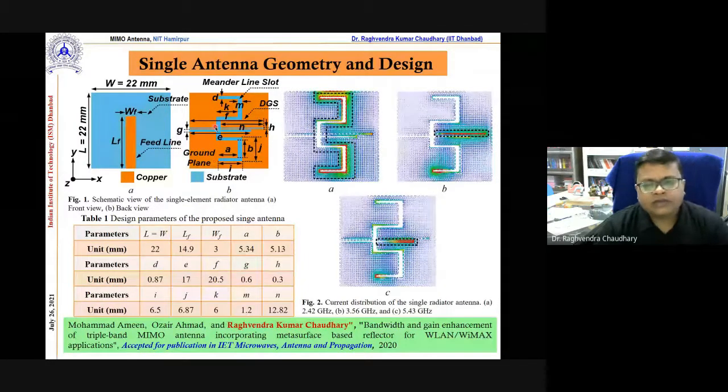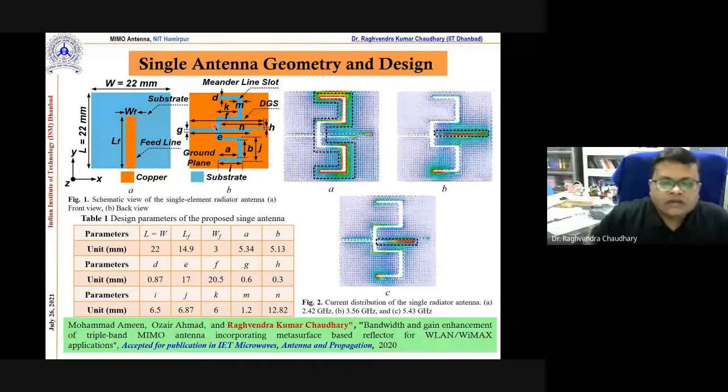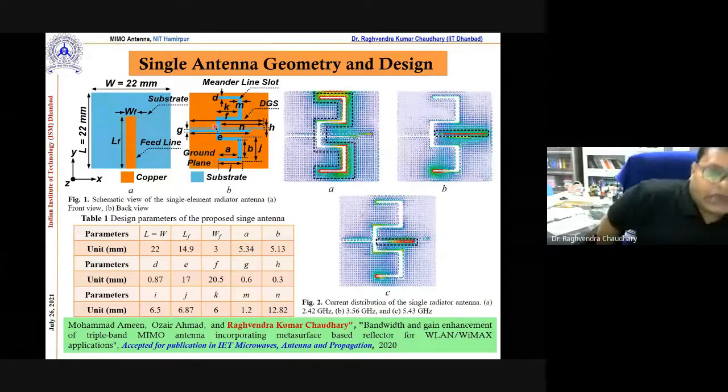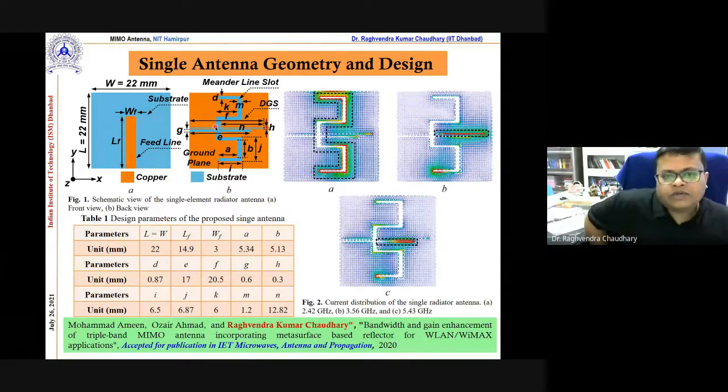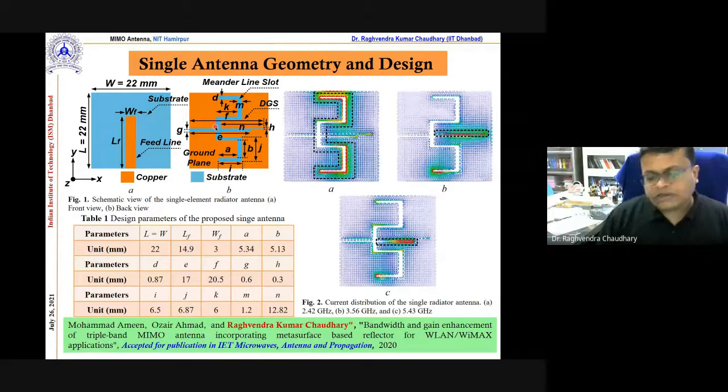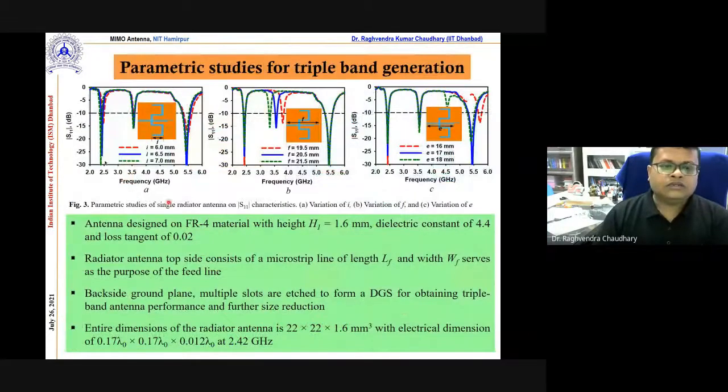Slot-based: we have experienced that when we use slot antennas, we get very good far-field properties. This is one unit cell, a bend line slot, and we couple from the back. It is resonating at three different frequencies: 2.42, 3.56, and 5.46 GHz.